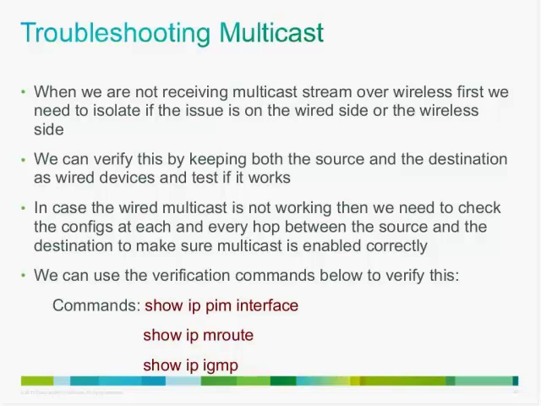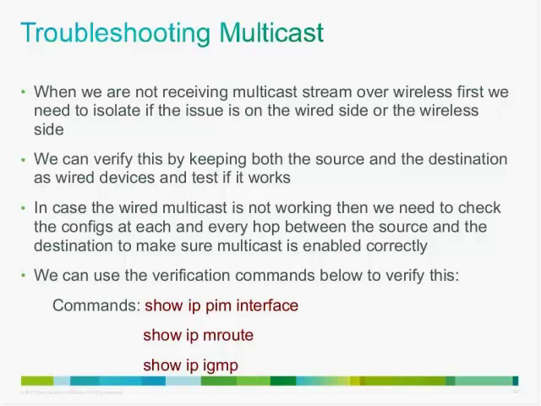In case we find out that the wired multicast itself is not working fine, then we have to check the configs at each and every hop between the source and destination, and make sure multicast is enabled correctly. By this, we mean we can have multiple hops between the source and the destination, various routers and switches in between. It could be possible that at some specific hop we have not configured it correctly, which is causing the multicast packets to drop.